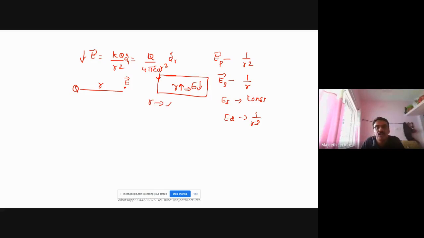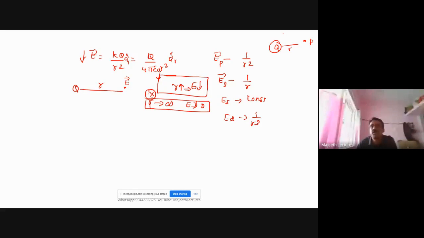When R tends to infinity, electric field tends to 0. So electric field is present everywhere, but we won't feel it because the field value is very, very small. Electric field will be 0 only at R equal to infinity. Very important point. Electric field due to point charge varies as a function of 1 by R squared. So this is one point charge, and I want to find the electric field at point P. This is R.